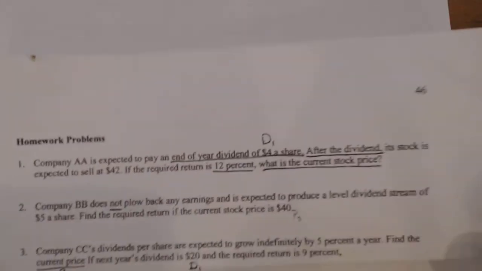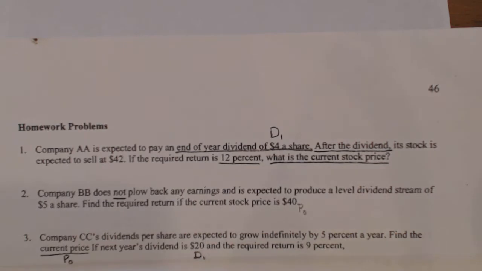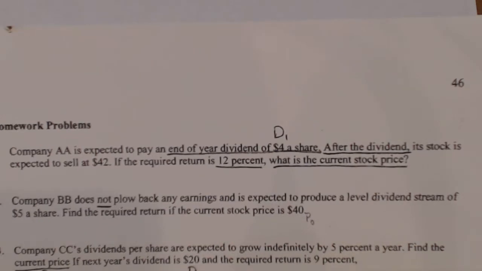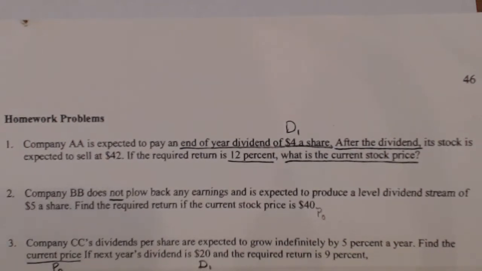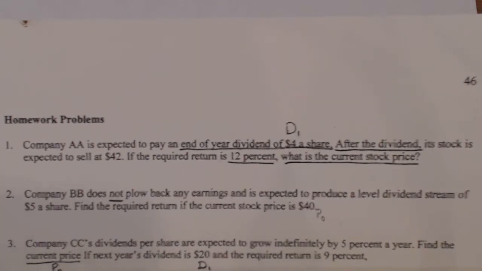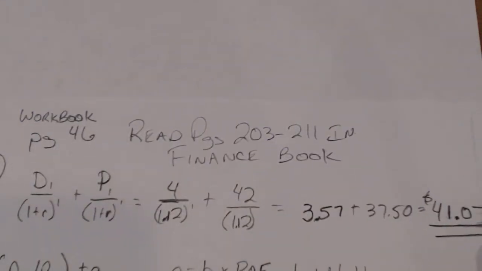Okay, problem number 2. Company BB does not plow back any of its earnings and is expected to produce a level dividend stream of $5 a share. Find the required return if the current stock price is $40, which would be P0. So when it doesn't plow back any earnings, that means it has no retained earnings. It gives everything out in a dividend. So we'll go through the formula for that.